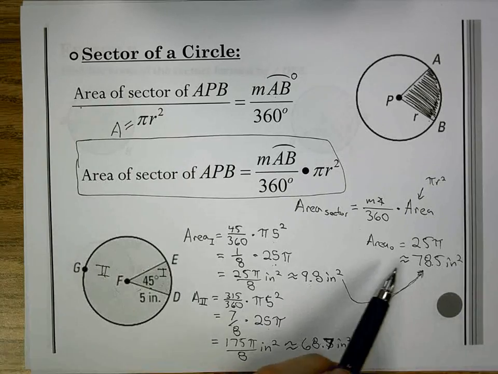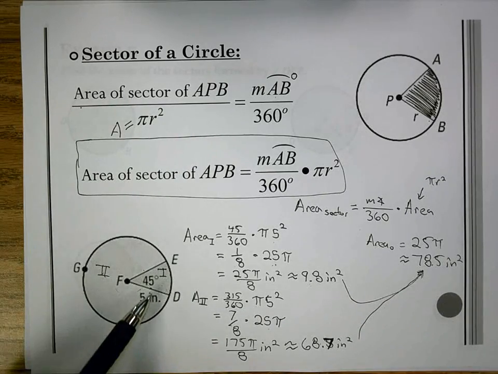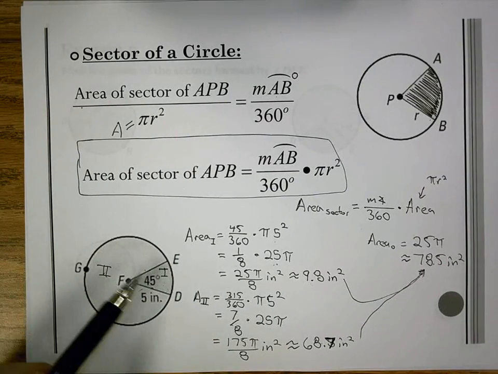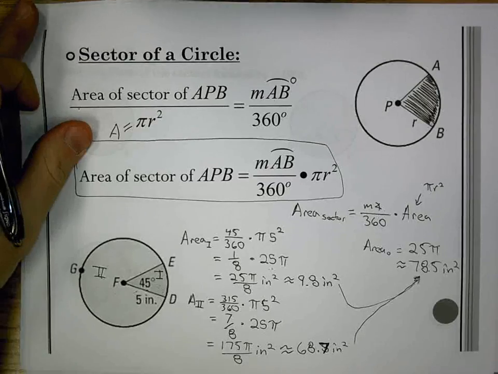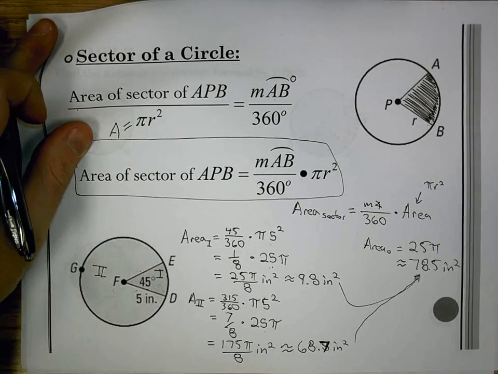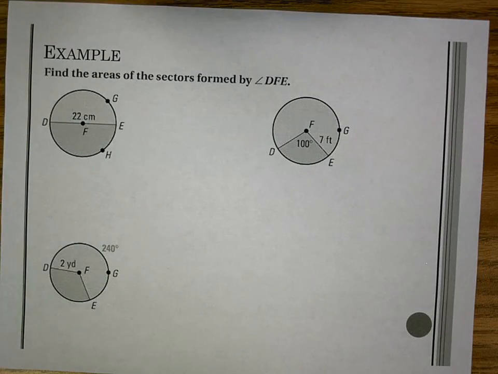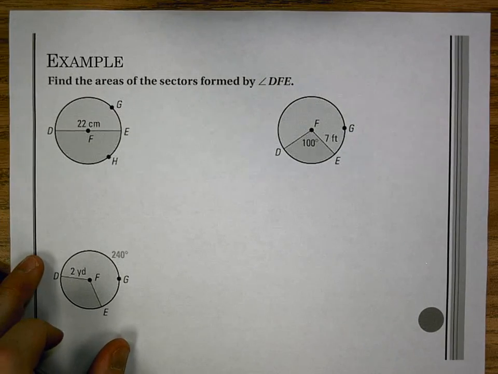If I knew the area of the whole thing and I subtracted off one of the sectors, that would be the sector that was in fact left over. So we could also use that to help us. Typically, though, most of the time we'll be finding the area of the individual sectors. So a couple more to work through.